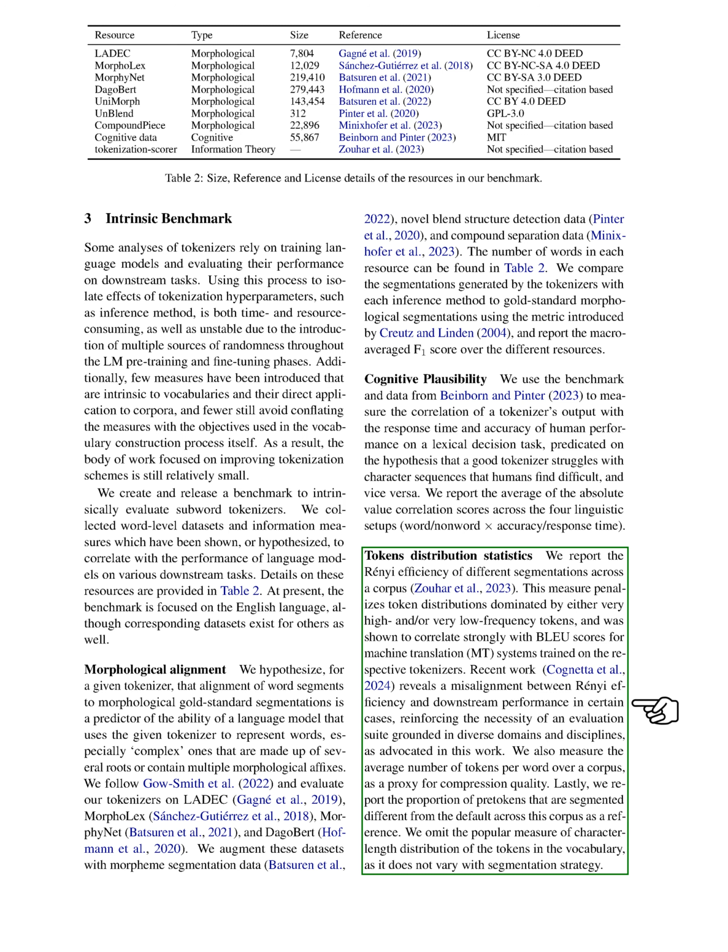We also measure the average number of tokens per word across a corpus as a proxy for compression quality and report the proportion of pre-tokens that are segmented differently from the default across this corpus. In our experiments, we evaluate inference methods for several tokenizer vocabularies: BPE, Unigram LM, WordPiece, and SAGE.